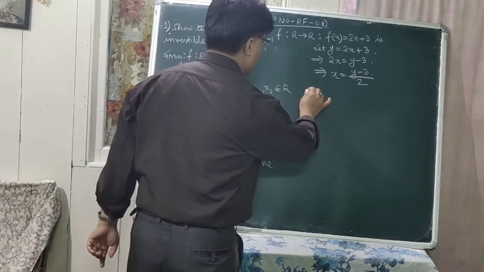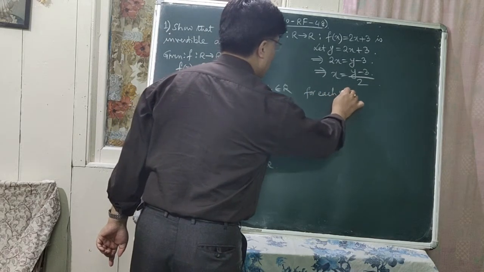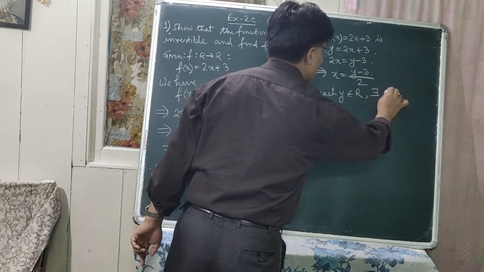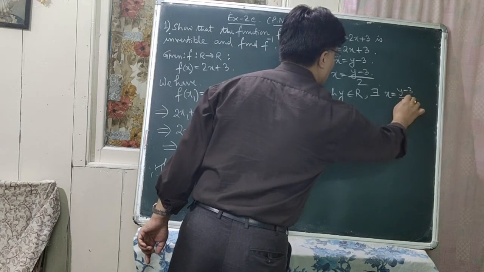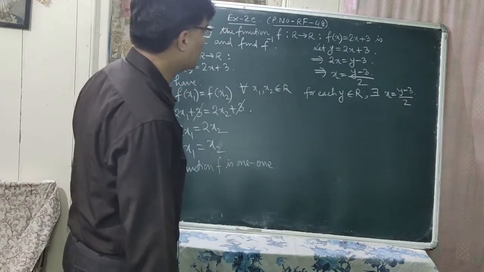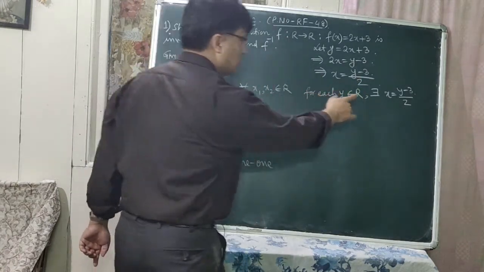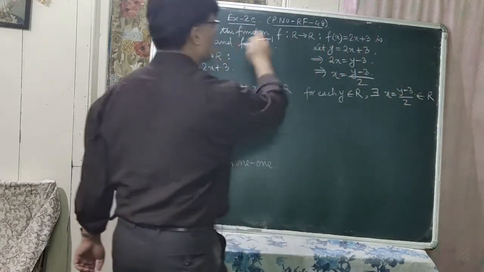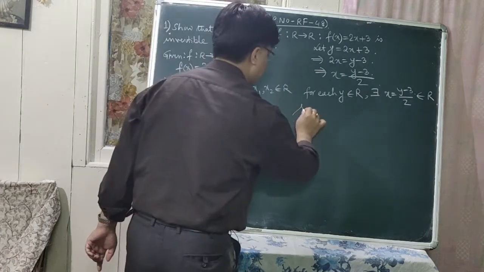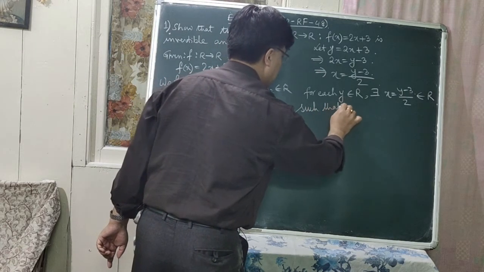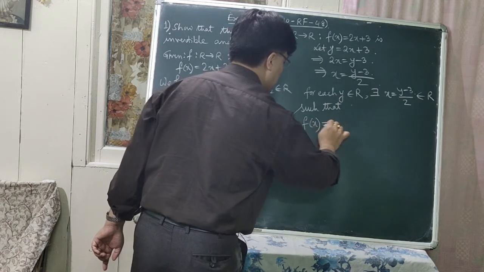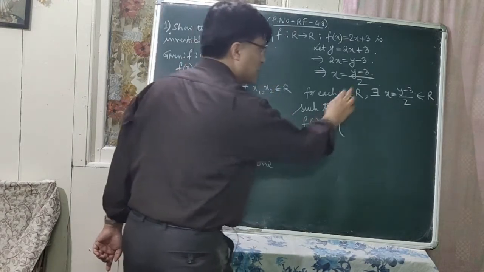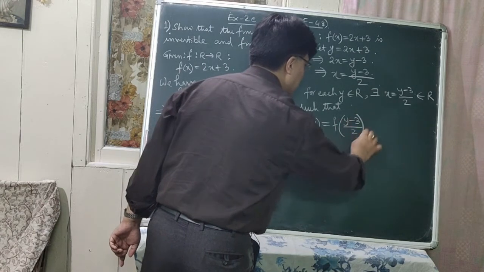So let us write here, for each y belong to R, that is your codomain, there exists x is equal to y minus 3 by 2, this is the symbol of there exists, that belongs to R, that is your domain, such that f of x is equal to f of, within bracket, what is x here? It is y minus 3 by 2.